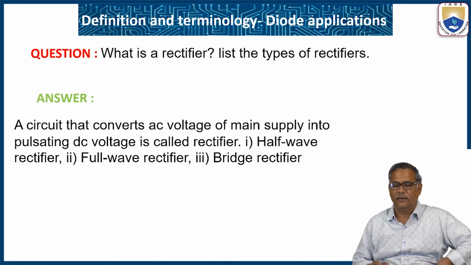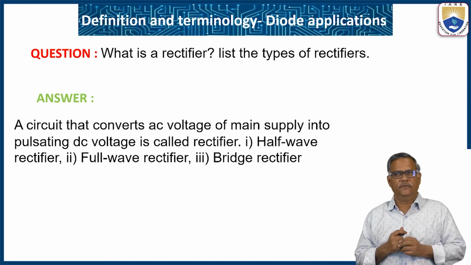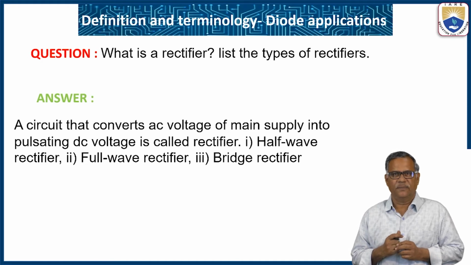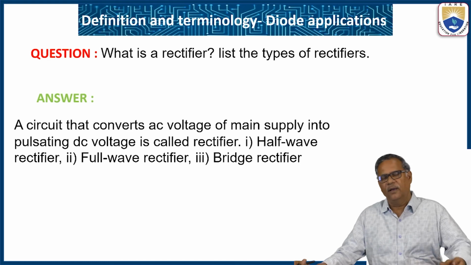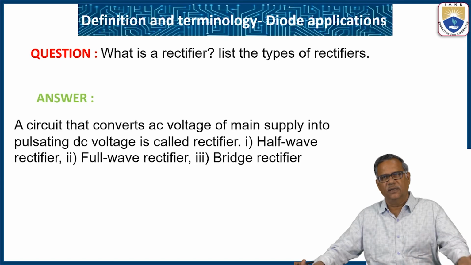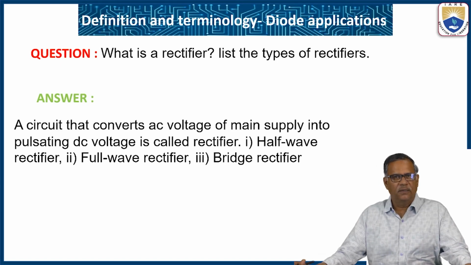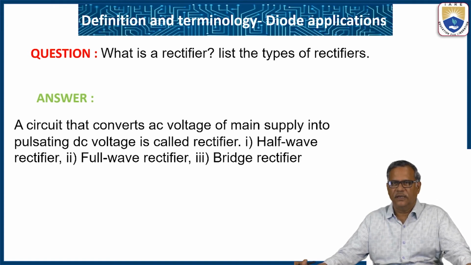What is a rectifier? And list the types of rectifiers. It is a circuit that converts AC voltage of main supply into the DC voltage. That is called a rectifier. But you don't get perfect DC, you get some AC components. So we say that voltage is called pulsating DC. So a rectifier is a circuit which converts the AC voltage of main supply into the pulsating DC voltage. There are three types of rectifiers: half-wave rectifier, full-wave rectifier, and the bridge rectifier.